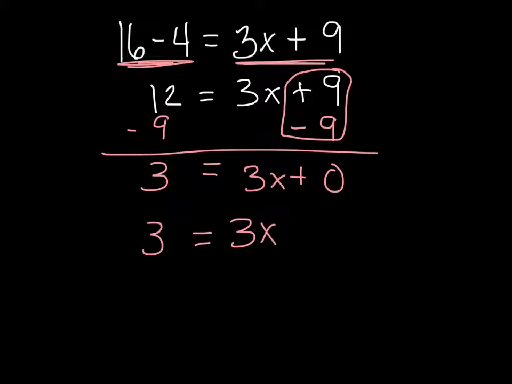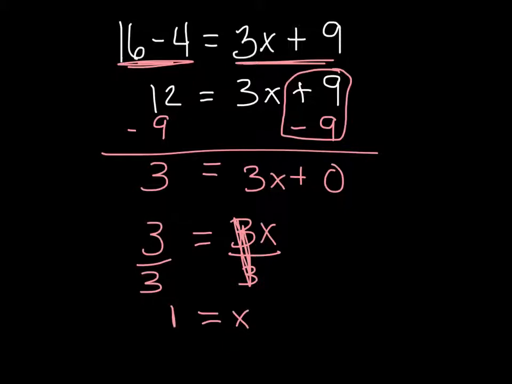right? And you'll see a lot of mathematicians will then do the final step here of division. And it's because we're still trying to get x all the way by itself. And so 3 divided by 3 is just 1, and 1 times x is just x. So that's why we'll say that x equals 1 in this case.